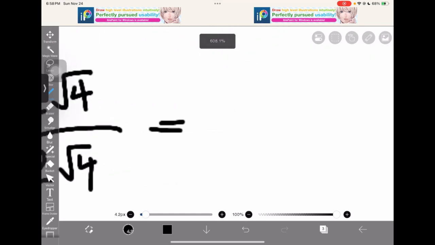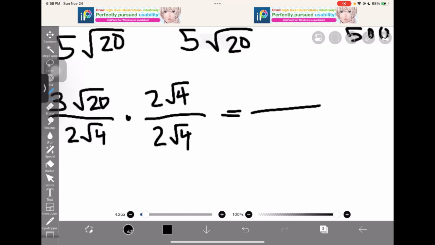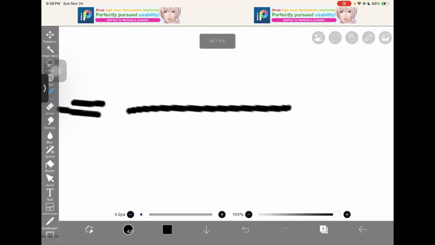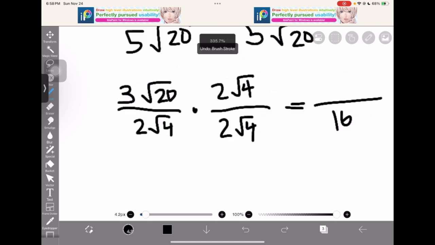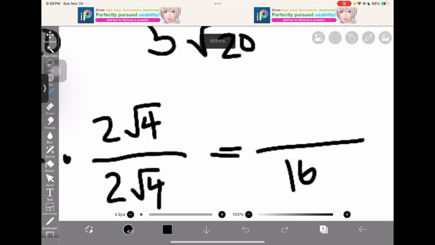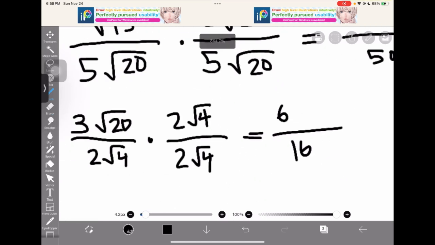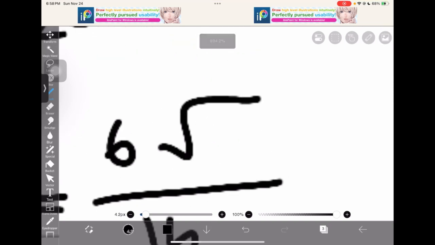That's equal to, so 2 times 2 is 4, and then 4 times square root of 4 times square root of 4 is also 4. So that's 4 times 4, which is 16. And we just multiply these two: 3 times 2 is 6. Square root of 20 times square root of 4 is square root of 80.